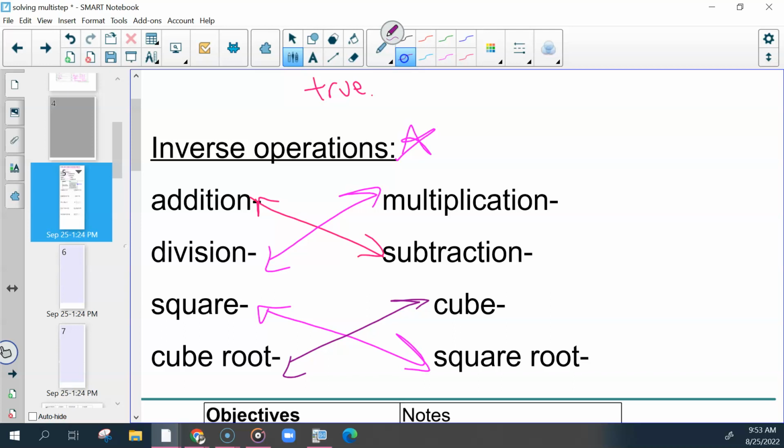So then, of course, cube root and cube are inverse operations. Like 2 cubed is 8. That'd be 2 times 2 times 2. The cube root of 8 is 2, so they undo each other.